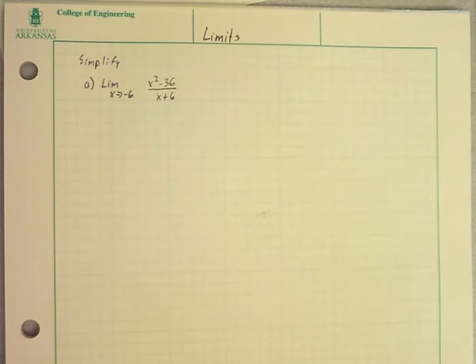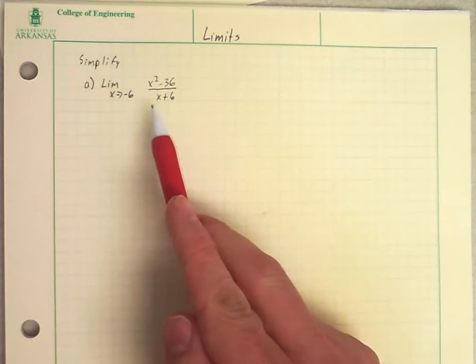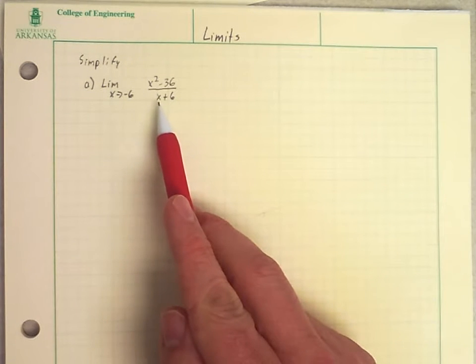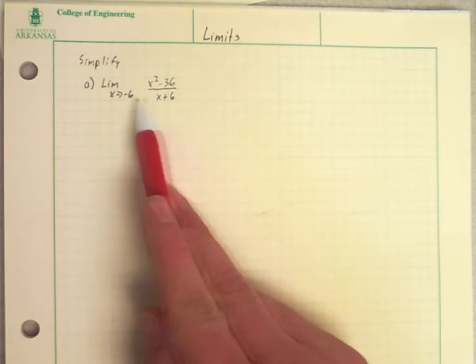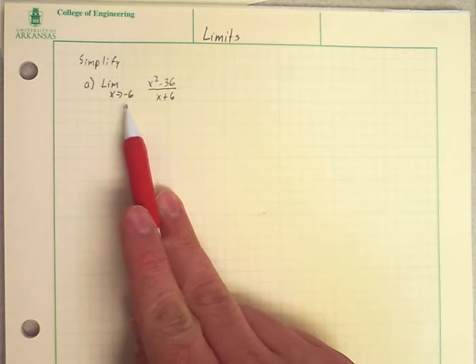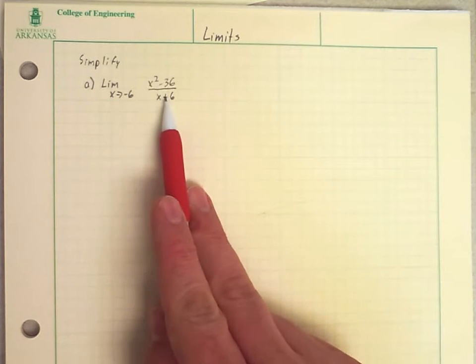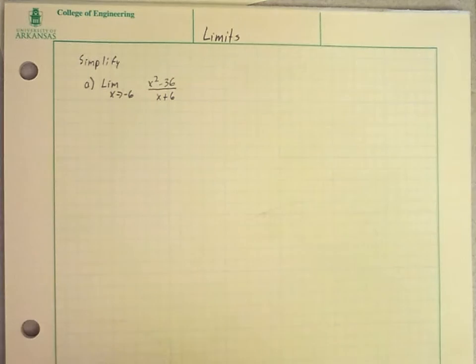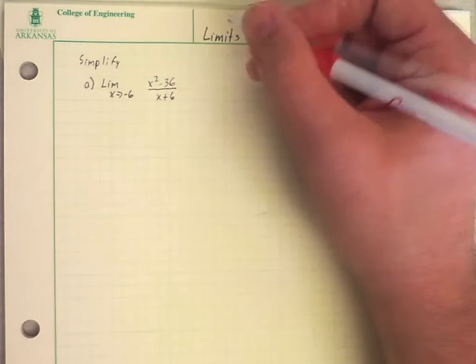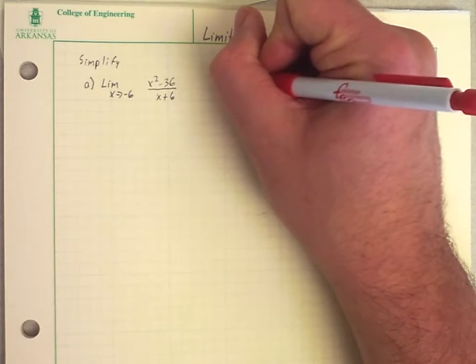The next set of questions asks us to simplify a limit that has some weird expressions in it, and all of them are some sort of polynomial expression. Part A: find the limit as x approaches negative 6 of (x squared minus 36) over (x plus 6). Since these are polynomials, the first thing we want to do is try to just plug in the number.